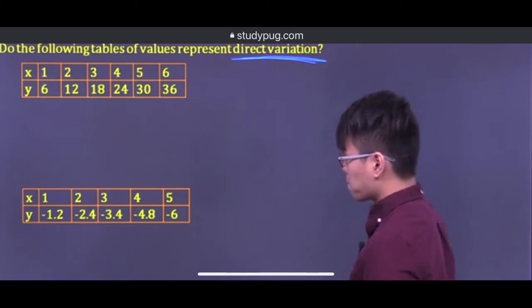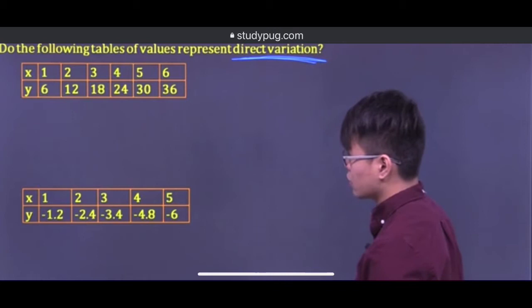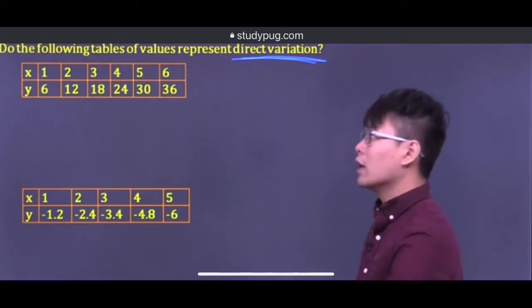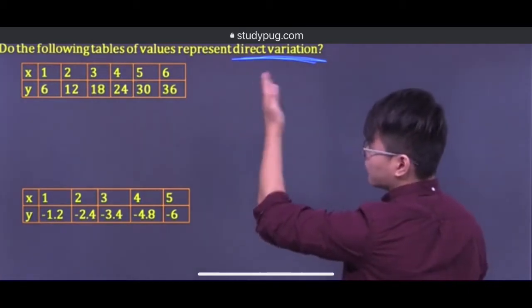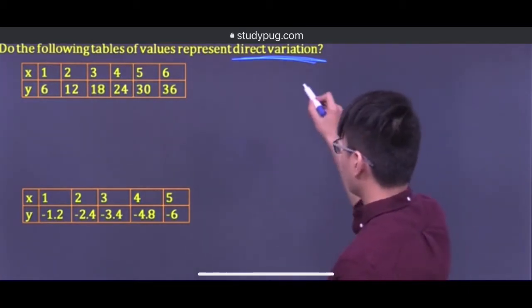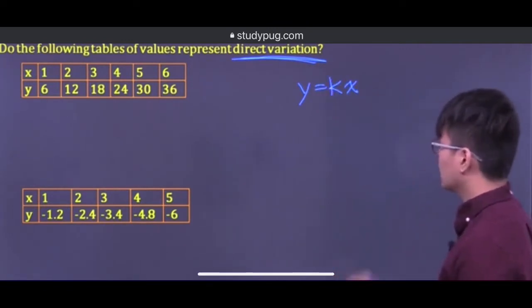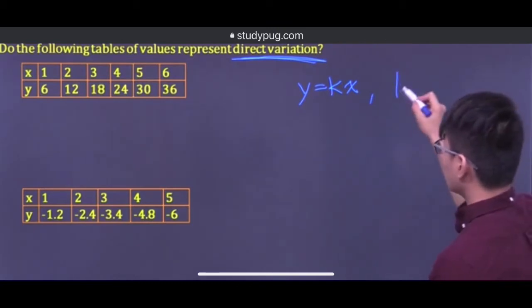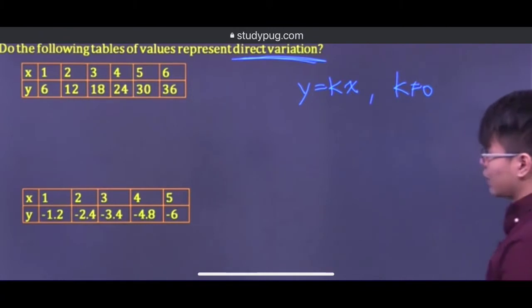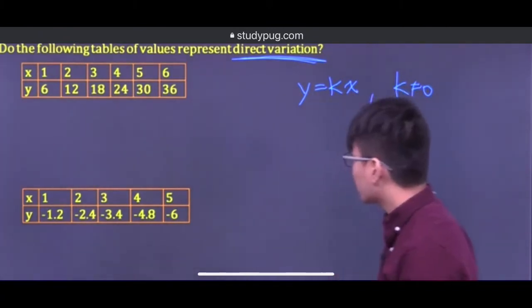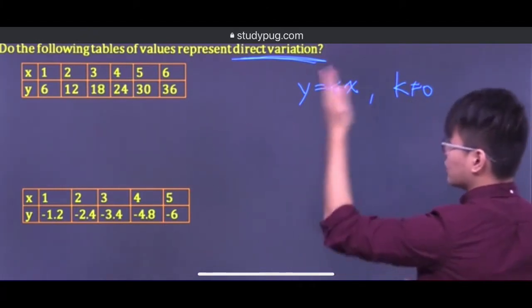So going back to this question here, let's focus on our first table first. In order for this table of values to represent direct variation, we need to check whether its values actually satisfy this equation or not. So y equals kx, k times x, where k cannot be 0. So how do we determine that this table of values actually satisfies this equation?